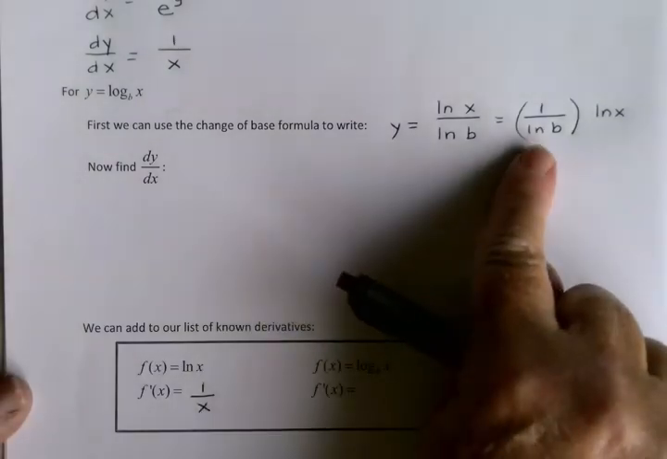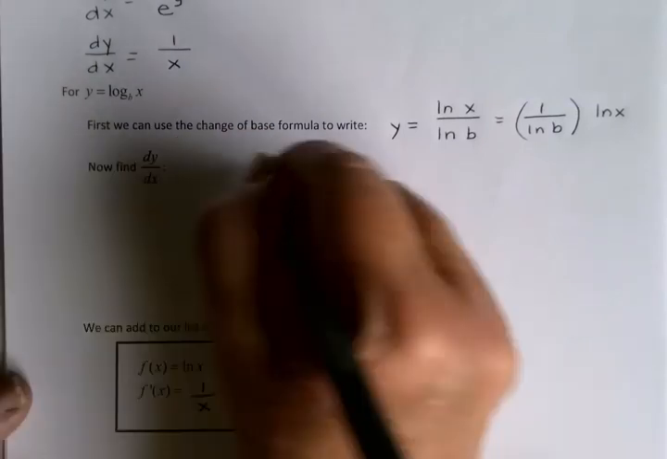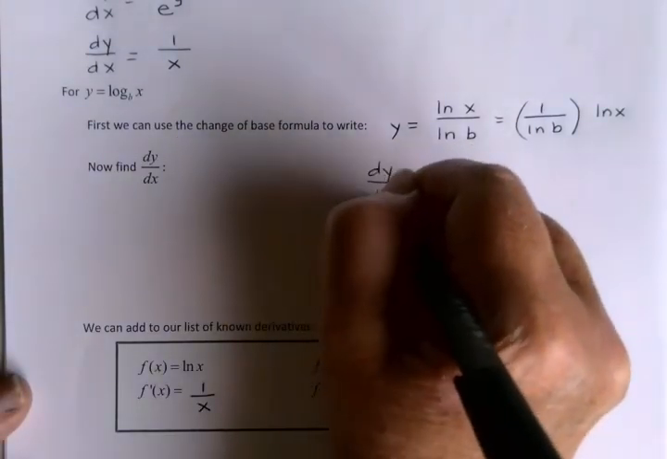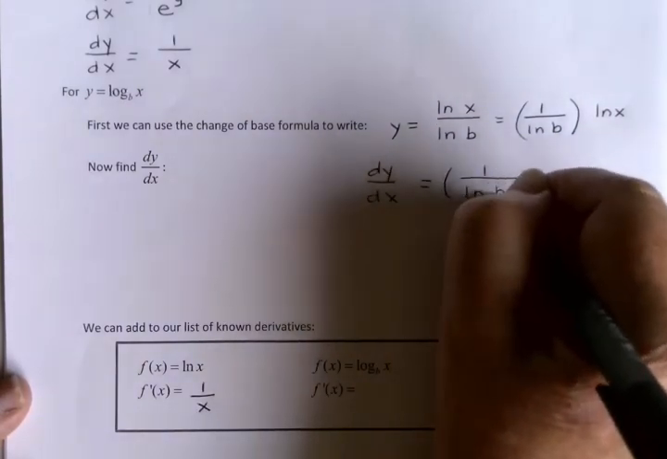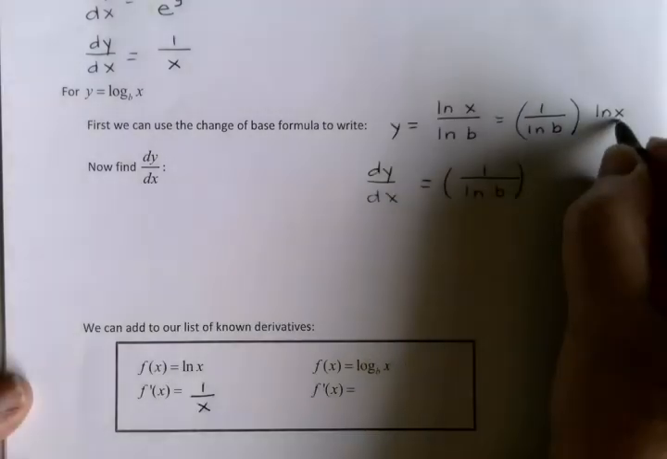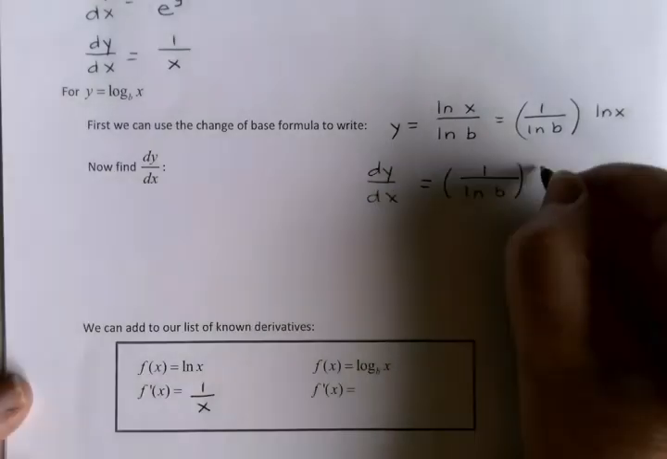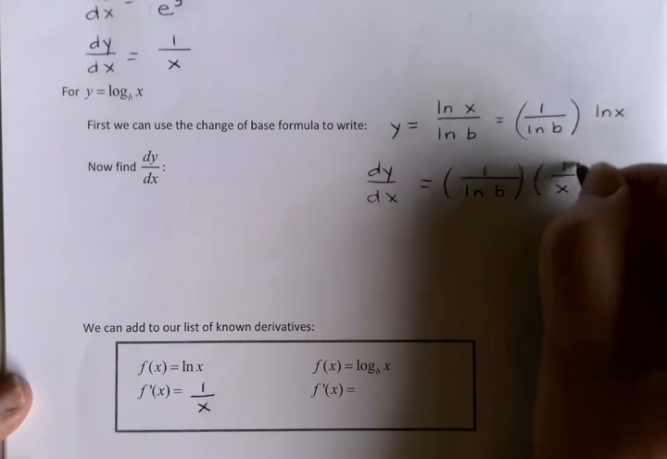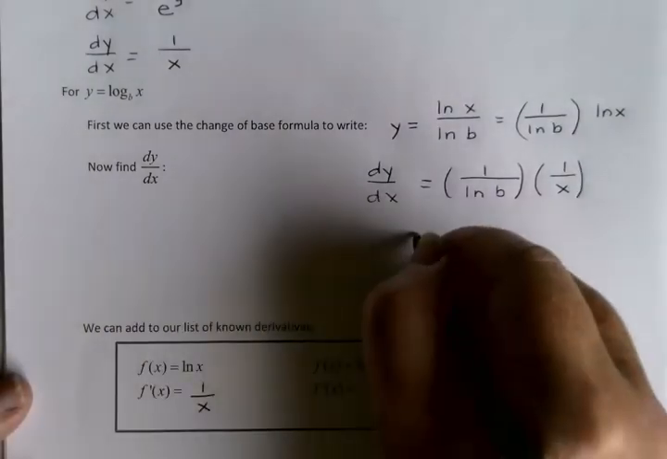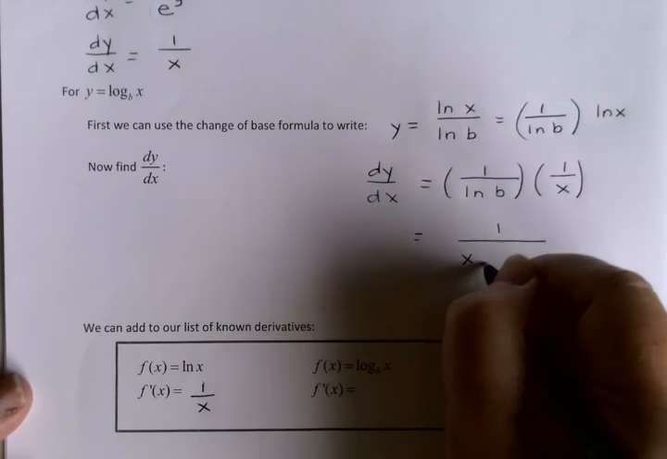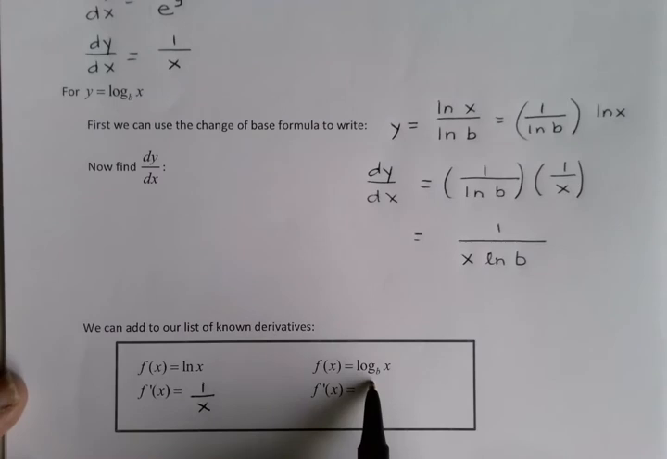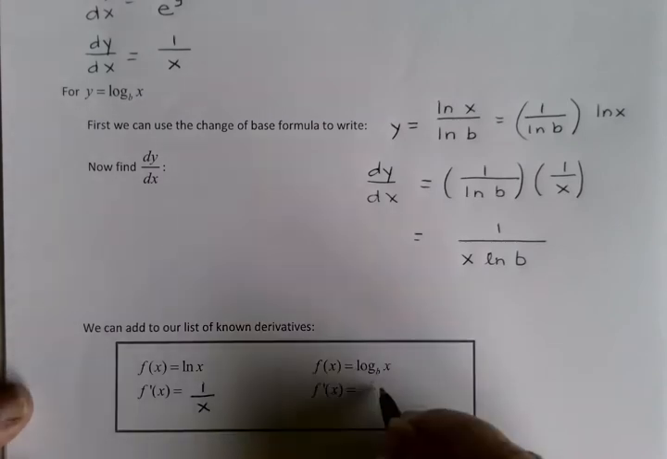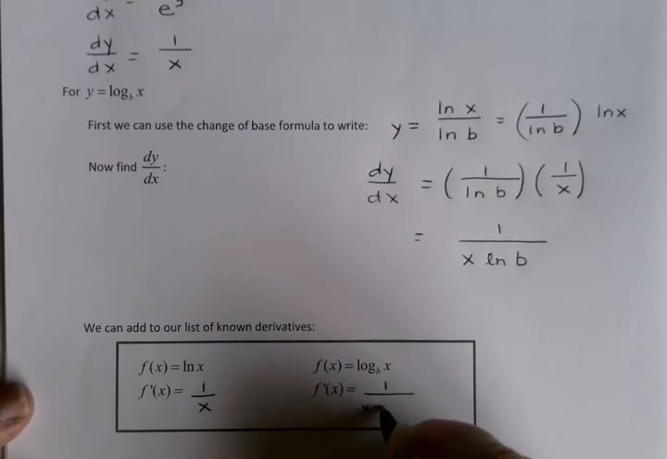Notice this is just a constant, right? So if I want to find the derivative, dy/dx, I'm going to keep my constant multiplier the same, 1 over the natural log of b, and just multiply it by the derivative of ln x, which we just figured out was 1 over x. So I end up with 1 over x times the natural log of b. So if I want to take the derivative of a log function, base b, that derivative is 1 over x ln b.